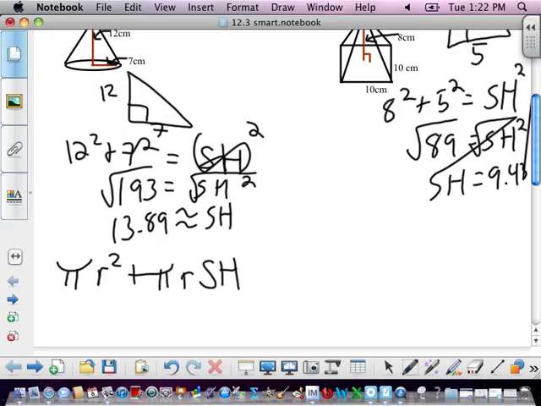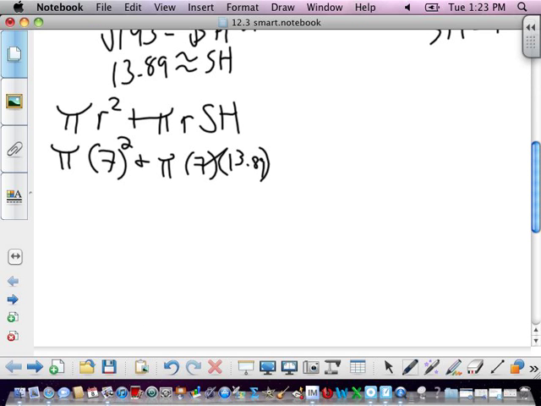Okay, so let's fill this all in. We get pi, the radius is 7, squared plus pi, the radius is 7, and the slant height is 13.89. So, do you see what I'm doing? I'm just plugging in the right things to the formula. The thing that's harder about this than yesterday is I have to find that slant height first. So now you can plug it in your calculator all at once. Pi 7 squared plus pi times 7 times 13.89.